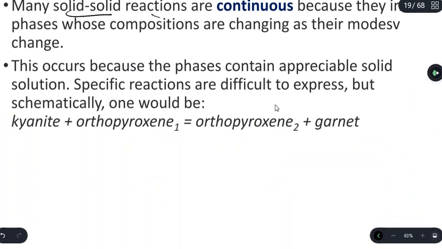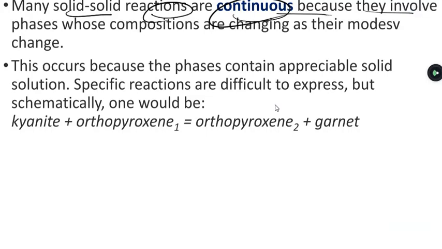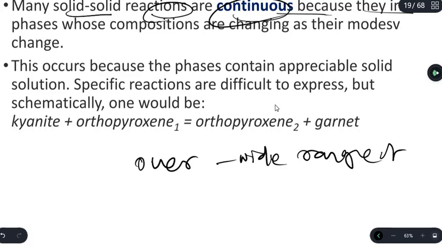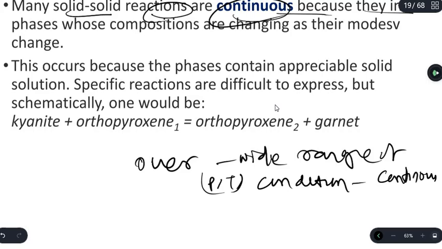ये याद रखना, मैंने solid reactions are continuous अभी बताया था. These points are important. ठीक है? Many solid reactions are continuous because they involve phases whose composition is continuously changing over a wide range of PT conditions. That is called continuous reaction. ठीक है? या any doubt?